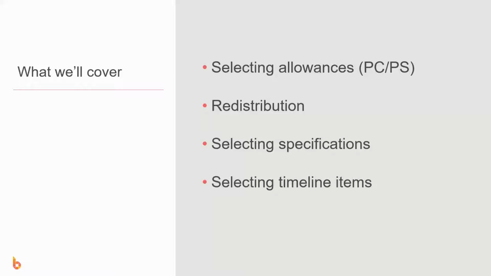So in this video, we're going to look at selecting allowance items or PC/PS items and what that does. We'll have a look at redistribution and how that moves markup around. We'll have a look at specifications and how to select them and why that's useful. Lastly, we'll have a look at picking your timeline items and putting them onto your schedule.